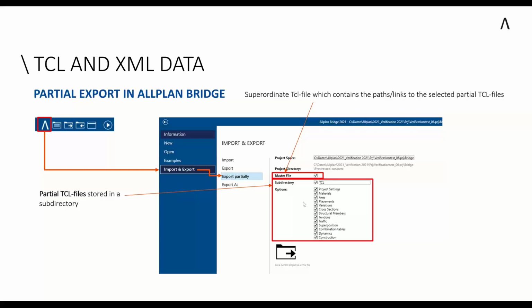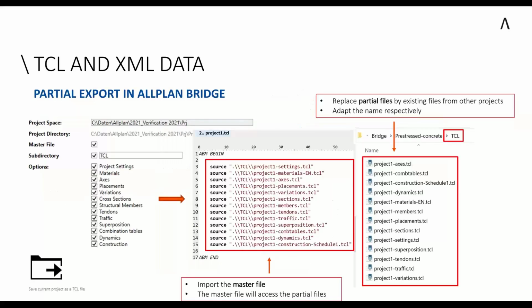Let's still say we want to export the full project, but I want to split it into separate files. So you can see that each part or each scope of the project, like project settings, materials, axis, variations, and so on, will now all be stored in separate files and saved in a subdirectory called TCL, or however you want to name it. And then there will be a master file. Let me go to the next slide to illustrate it a bit more.